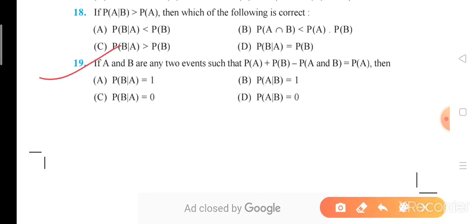So these were important questions from each chapter, chapter 1 to chapter 13. You must do these problems well in order to get good marks in your board exam 2021. So all the best for it and do your best. Thank you.